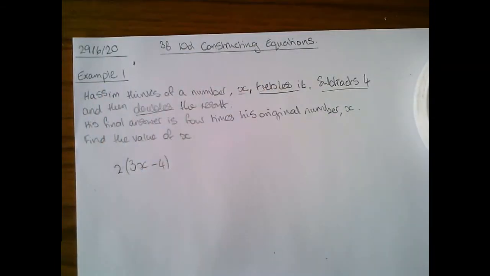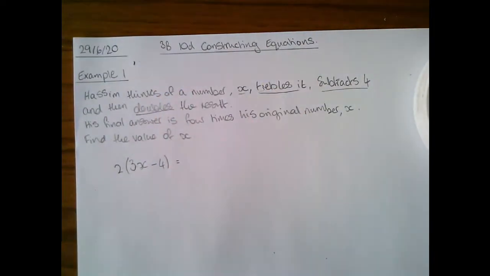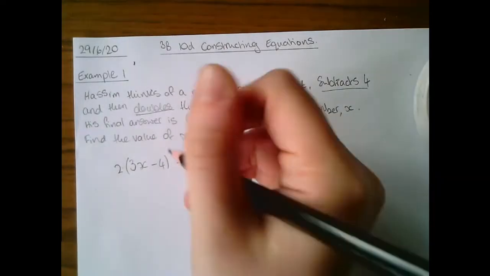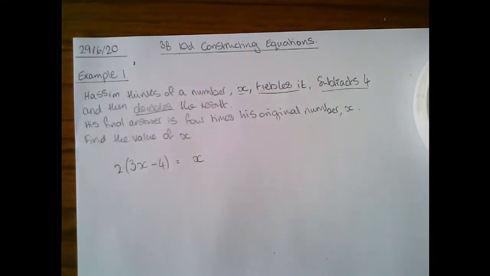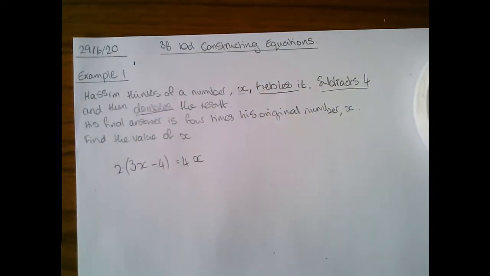So then we know that his final answer is 4 times his original number x. If that's 4 times his original number, we know that his original number was x, and to do 4 times that, we just write 4x. So that is 4 times x, 4 multiplied by x. Now this should look like a similar question we've seen before.